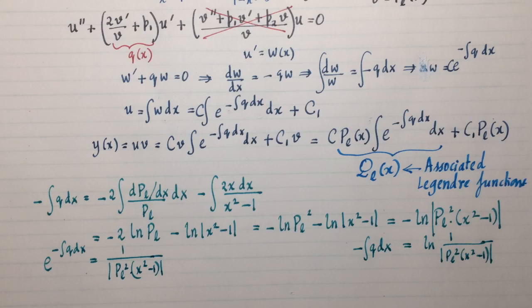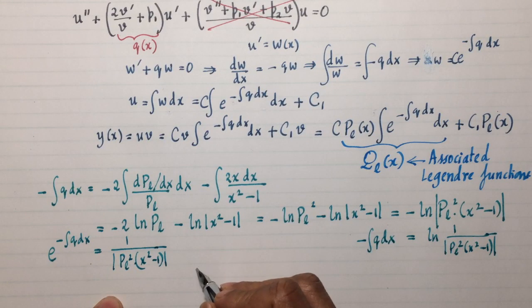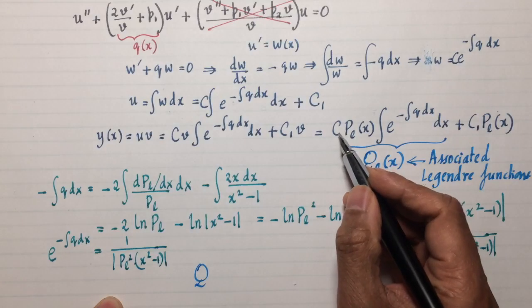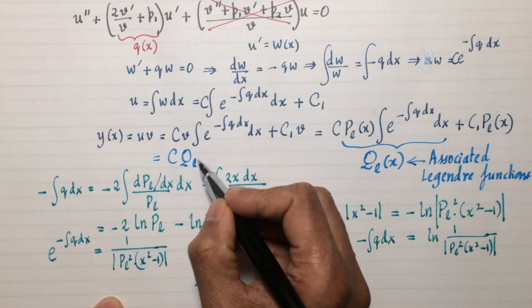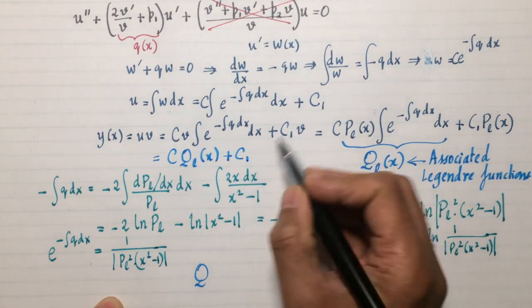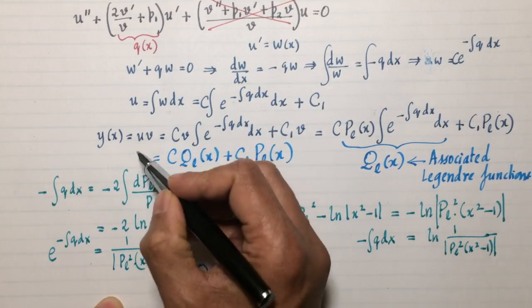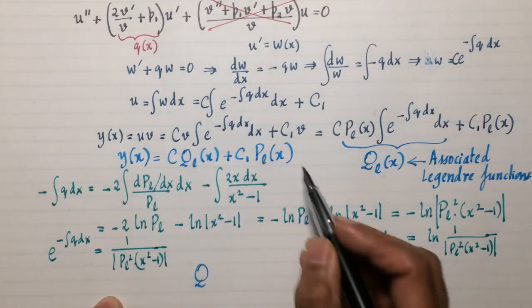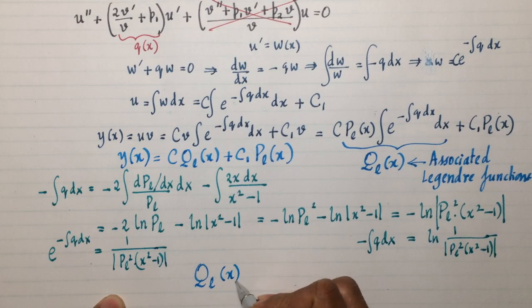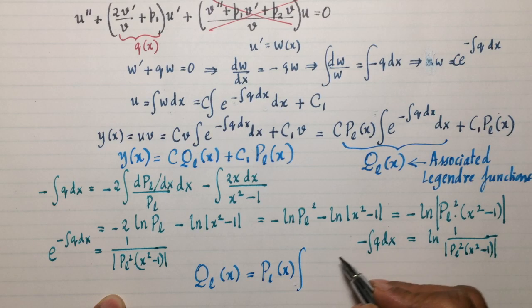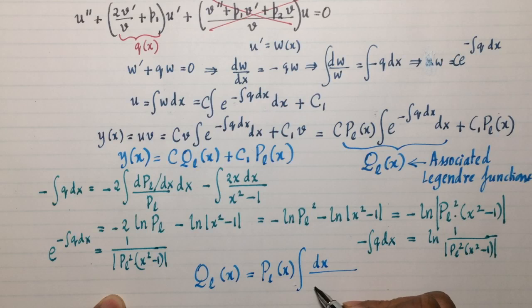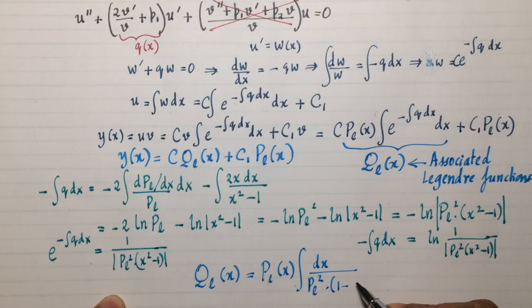And so now we have a compact formula for the associated Legendre functions. And that formula is this. The constant is never written. It's constant. So the full solution is going to be a constant times QL x plus another constant times PL x. That will be the full solution of the Legendre differential equation, where QL x, drum roll, is equal to PL x times the integral dx over PL squared times 1 minus x squared.